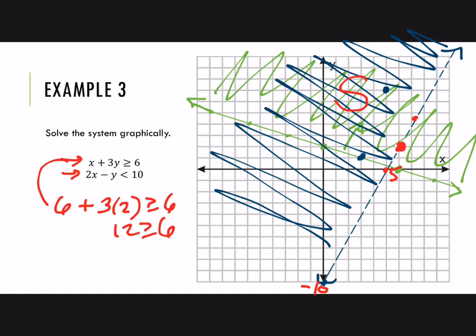Now when I substitute it into the blue one, so 2 times 6 minus 2 is less than 10. Okay, I get 12 minus 2 is 10. 10 is less than 10. That is false. Okay, it doesn't have that little equal to part under it. All right, so that's not part of the solution.